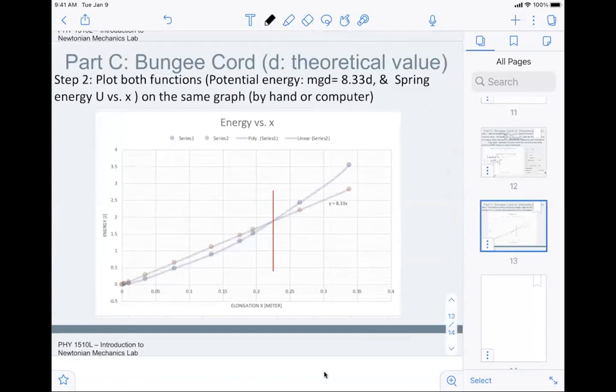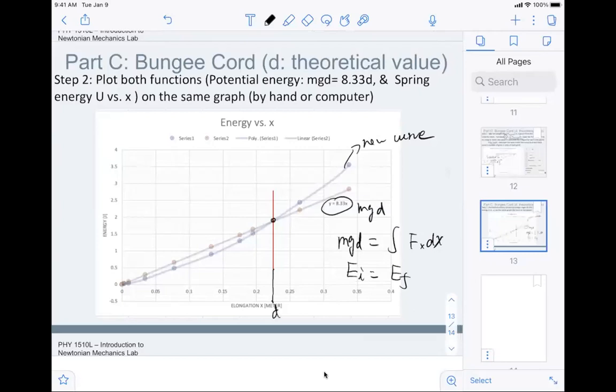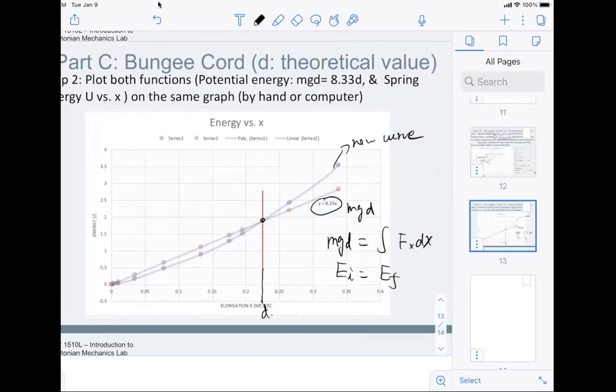Once you have a new curve, and this is simply the mgh, a straight line, these two will overlap. When they overlap, you have set one equation equal to the other. This tells you mgh, the initial energy, is equal to your final energy, and where they meet is exactly where your d is. That is your drop. Let me show you that process by opening up my Excel sheet, and I can show you how to do it.